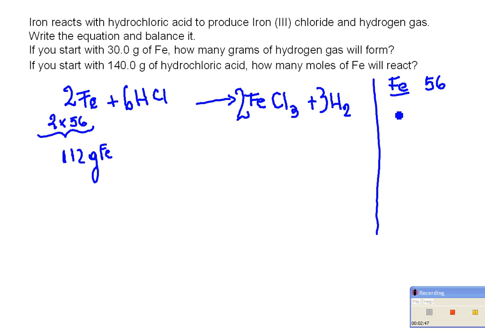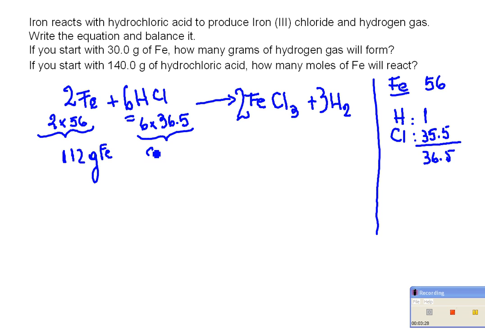Now, hydrogen chloride. I have hydrogen and I have chlorine. The hydrogen is 1, the chlorine 35.5. That is the number that we use in Cambridge. So the total is going to be 36.5. And I have 6 times that. Do you see the 6 here? So it's 6 times 36.5. Can somebody do the math for me, please? I cannot hear you. 219 grams of hydrogen chloride.